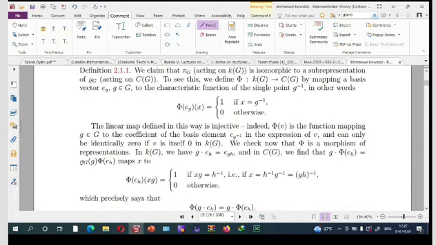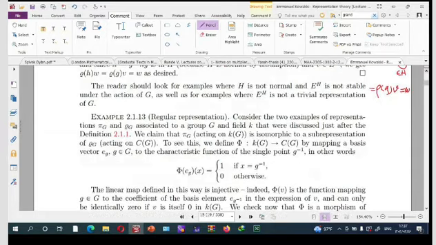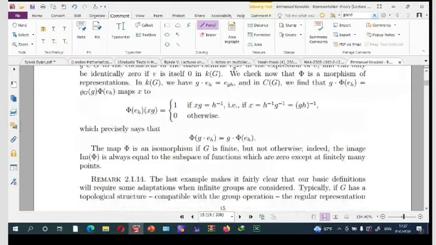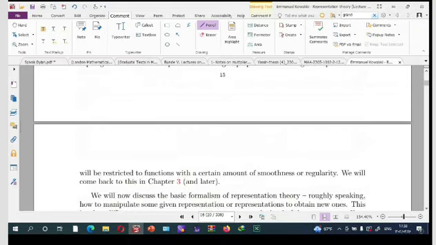And we have this example, regular representation, that we omit.